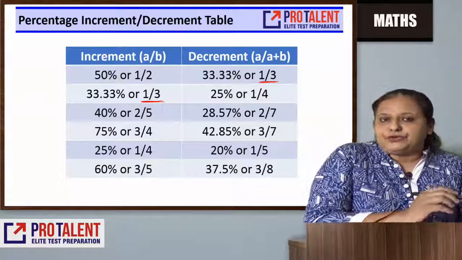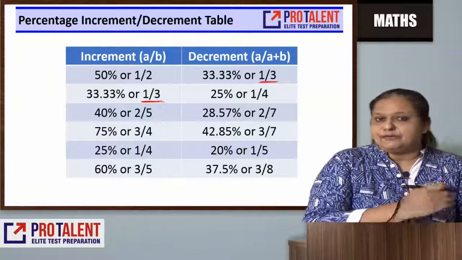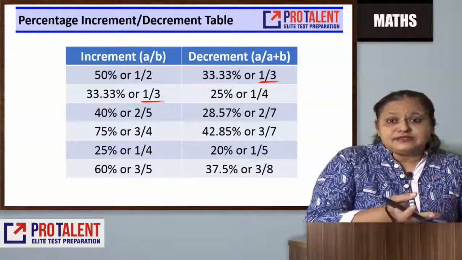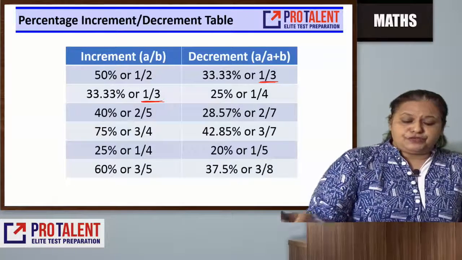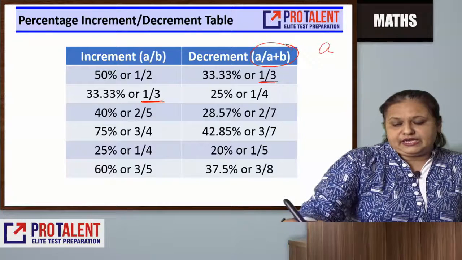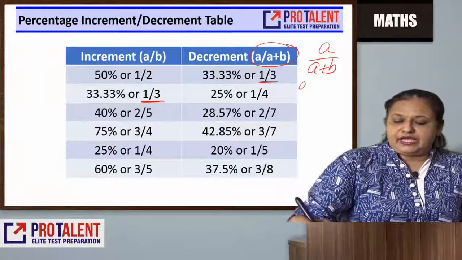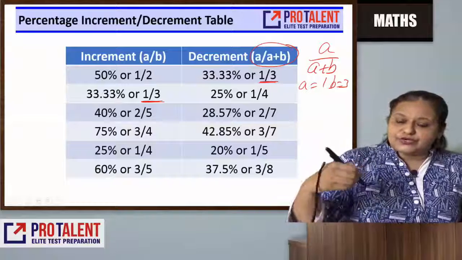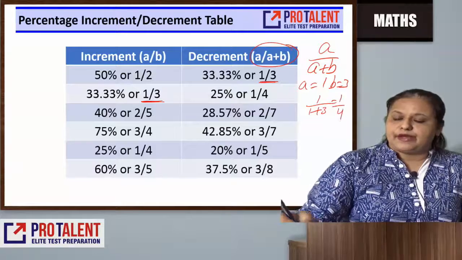You take the independent value as 100, increase it by 30, the difference is going to be 30, then 30 upon 130, and you are going to get the answer. But if you remember and can save the time, nothing better than that, right? So see, it is A upon A plus B. For 1 by 3, A is 1 and B is 3. By what percent is the other going to decrease? It is 1 upon 1 plus 3, that is 1 by 4.